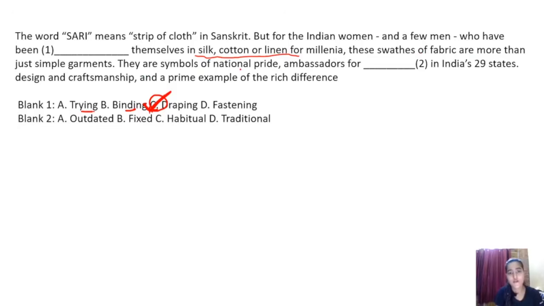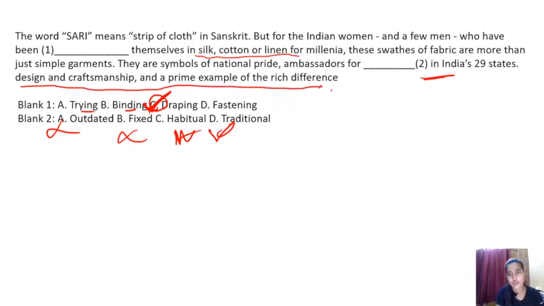They are symbols of national pride, ambassadors for a dash, outdated, no, obviously that's totally wrong. Fixed, no. Habitual, no. Traditional. As this is somewhat related to tradition, it should be option D, traditional. Ambassadors for a traditional India's 29 states, design and craftsmanship, and a prime example of the rich diversity.